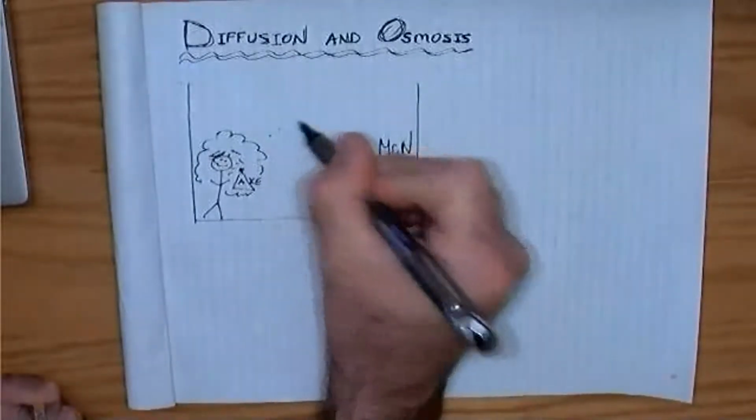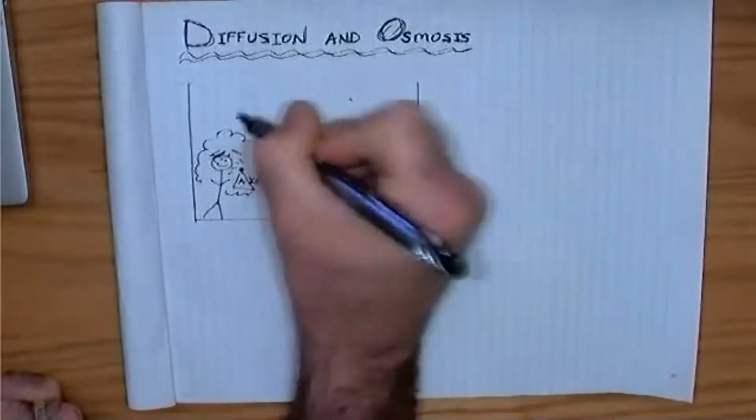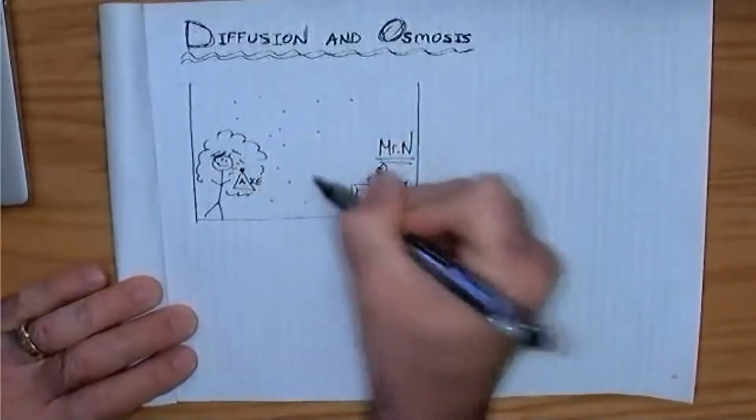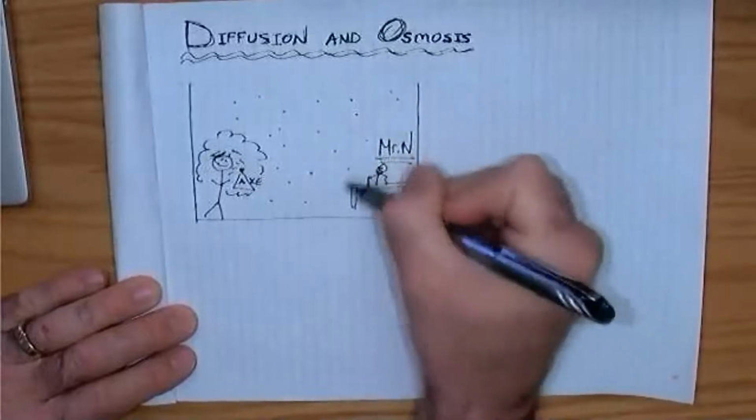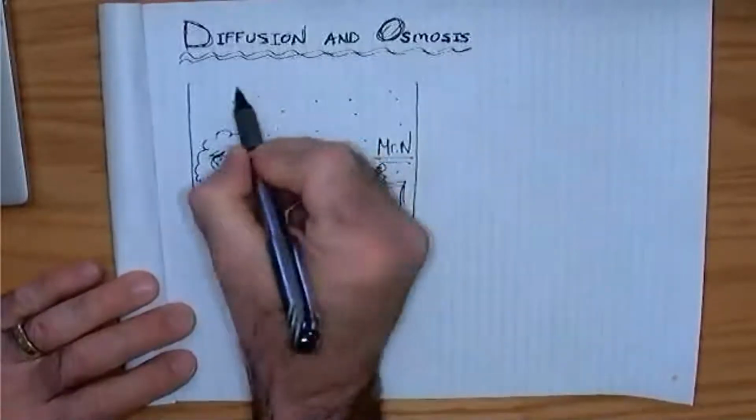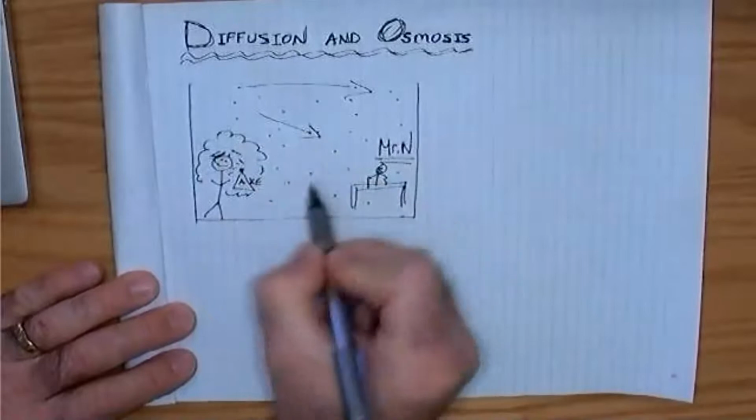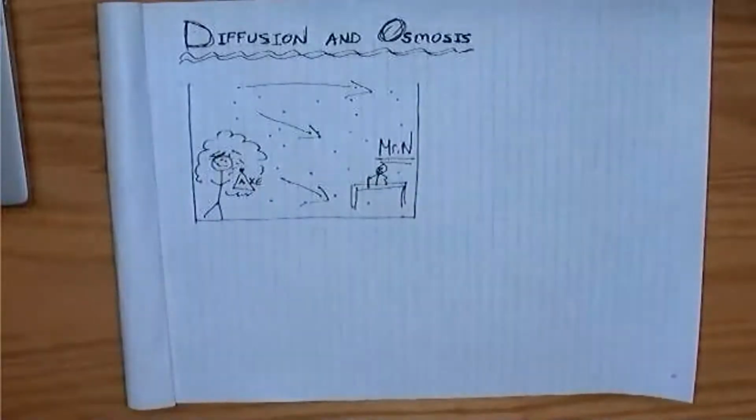But little by little, those particles of perfume or cologne, whatever it is, have a tendency to spread out. They will spread out evenly. And when a molecule, a tiny particle, spreads out evenly, that is called diffusion. We're going to look at why that happens.